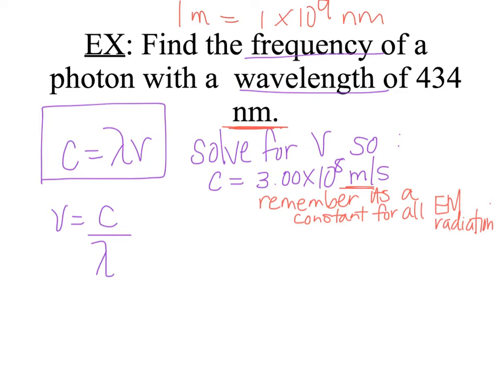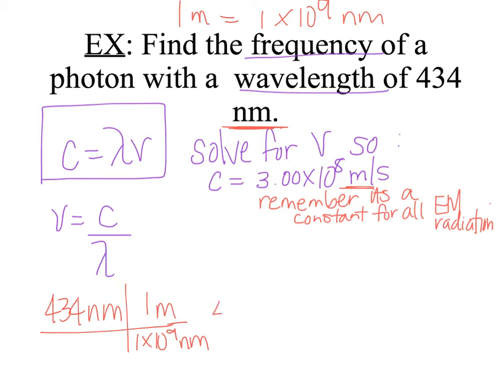conversion. So we're going to start with the 434 nanometers and we're going to do our little grid, and we know that there's 1 times 10 to the 9th nanometers in 1 meter. Okay, so pause the video and do that in your calculator, and then start it to see if you get the right answer. So that should come out to 4.34 times 10 to the negative 7 meters. So now we're ready to put that into the equation that we have rearranged.